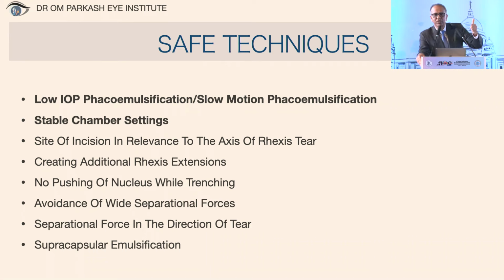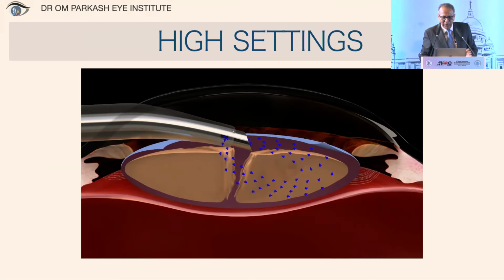Site of incision. Well, does it have a relevance? Yes, it has relevance in relation to the axis of rhexis tear. Then we should create additional rhexis extensions, which we all are aware of traditionally. No pushing of nucleus while trenching. Avoidance of wide separational forces. Separational forces in the direction of tear and supracapsular emulsification. So let's see these points and I'll show you how we do it.